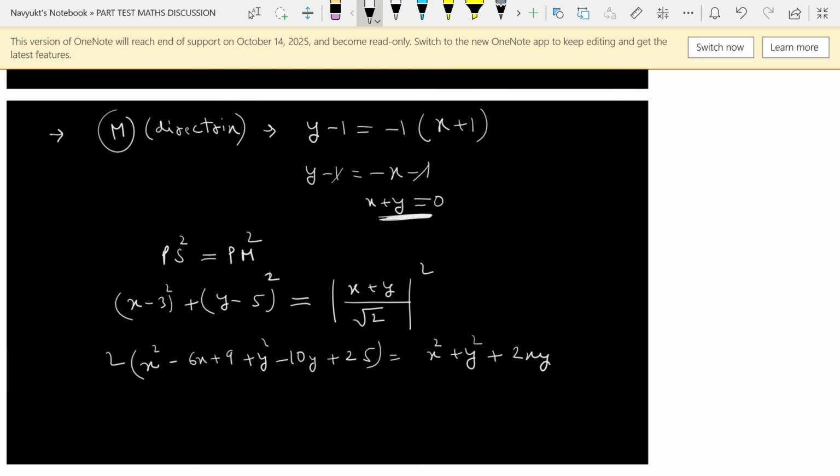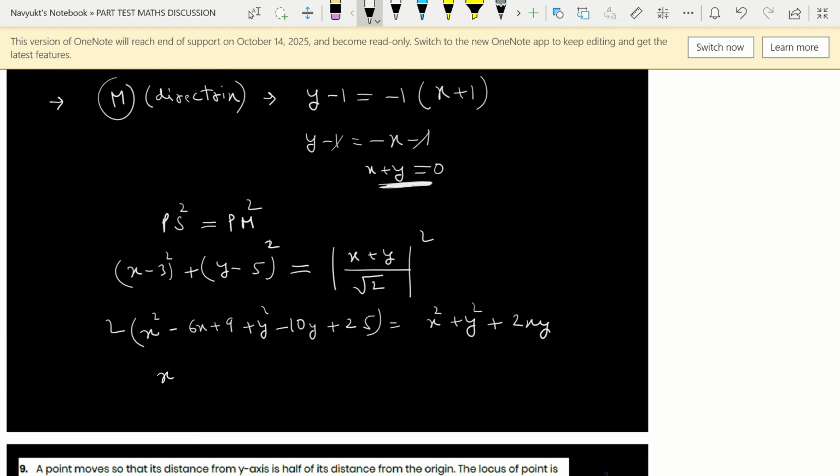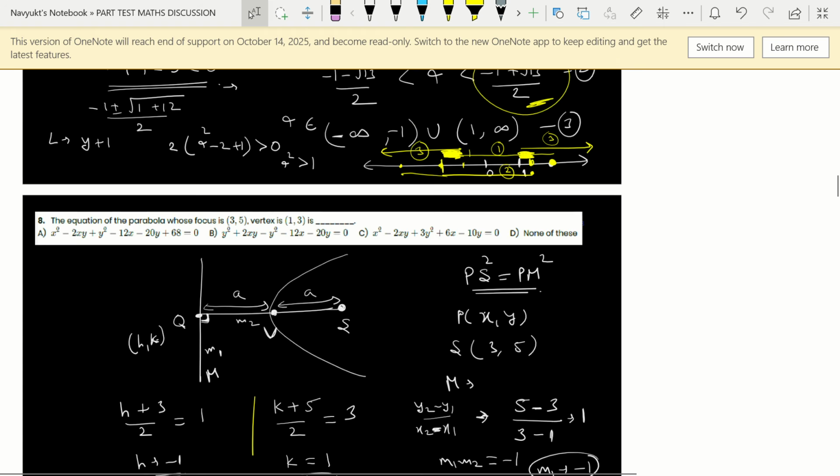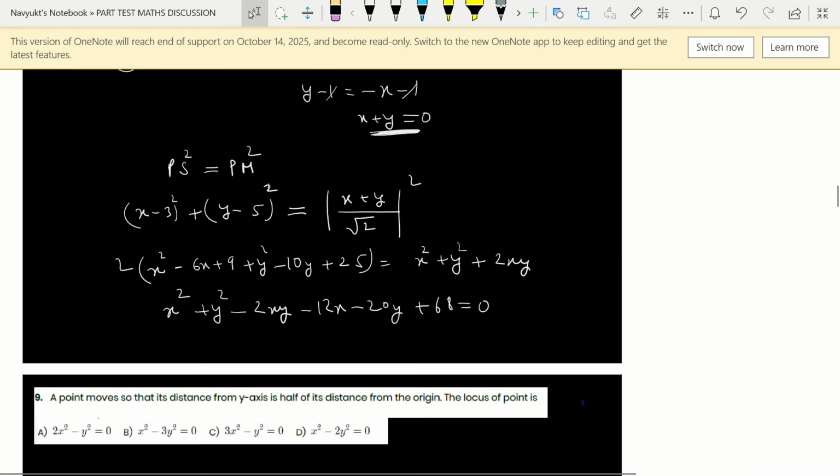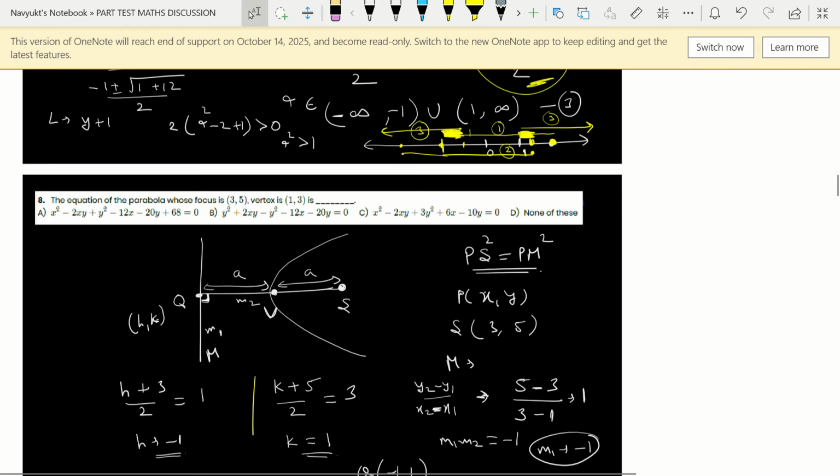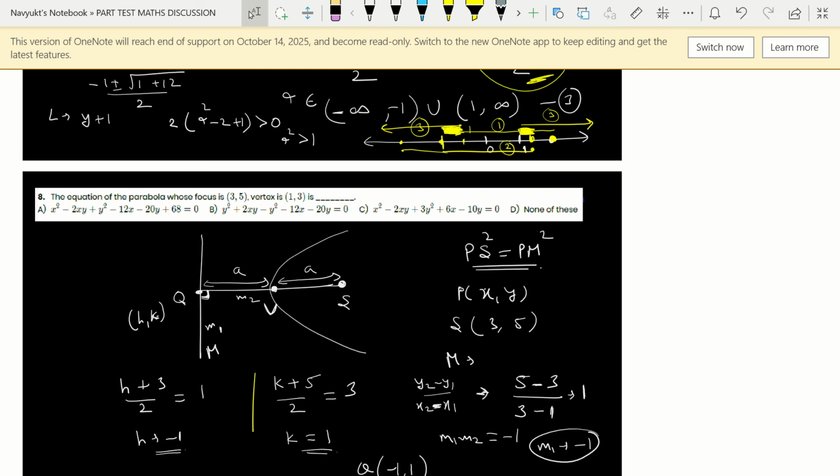Now we'll just simplify this and we'll get our answer as x square plus y square minus 2xy minus 12x and minus 20y, and the constant would be 68. Yeah, correct. Let's check the options. Which option is this one? We have x square plus y square minus 2xy minus 12x, so yeah, this is option number A, right? Plus 68. Correct. That is our correct answer.